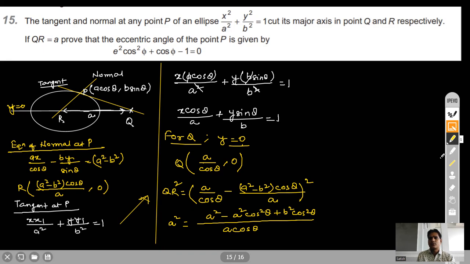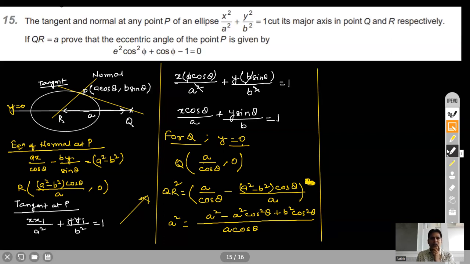Why am I writing this whole square? This QR will be under root, no? I am squaring QR, so that under root will be gone. So QR is A, so QR square will be A square, right? And here we will have A cos theta. I have taken LCM. So A square minus A square cos square theta plus B square cos square theta. I think it's fine, right?